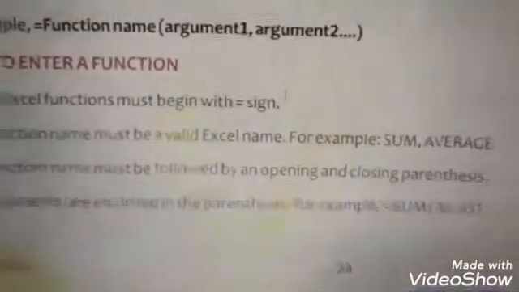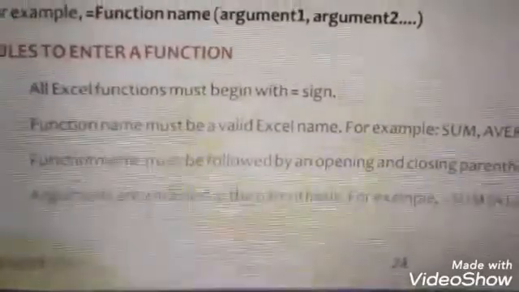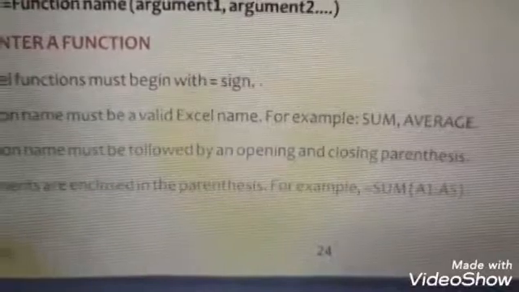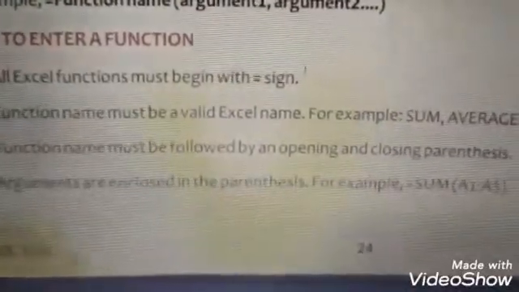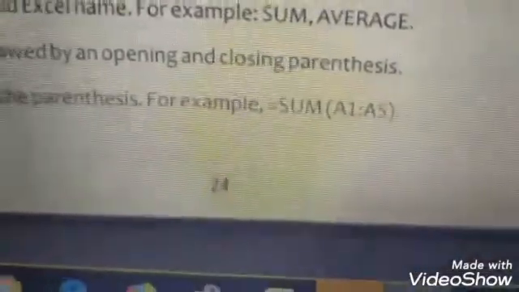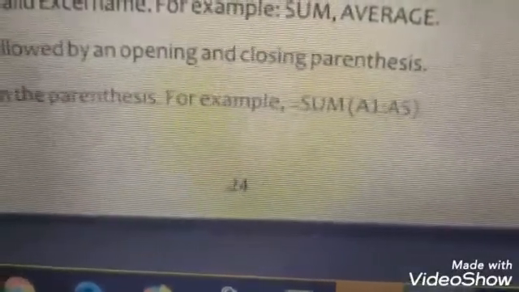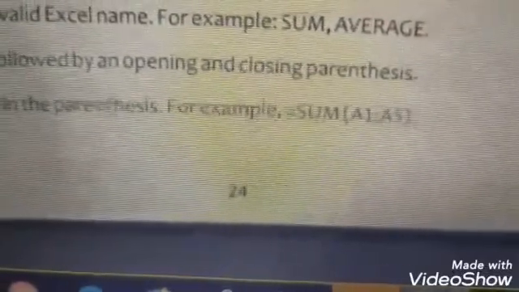If you type an unknown name, then Excel will not recognize it and will not do any task for you. A function name must be followed by opening and closing parentheses, and the argument must be within the parentheses. Look here: =SUM(A1:A5). A1 to A5 is the range, and that is known as the argument. SUM is the function name, the equal symbol you have to write, and the argument is enclosed within the parentheses.